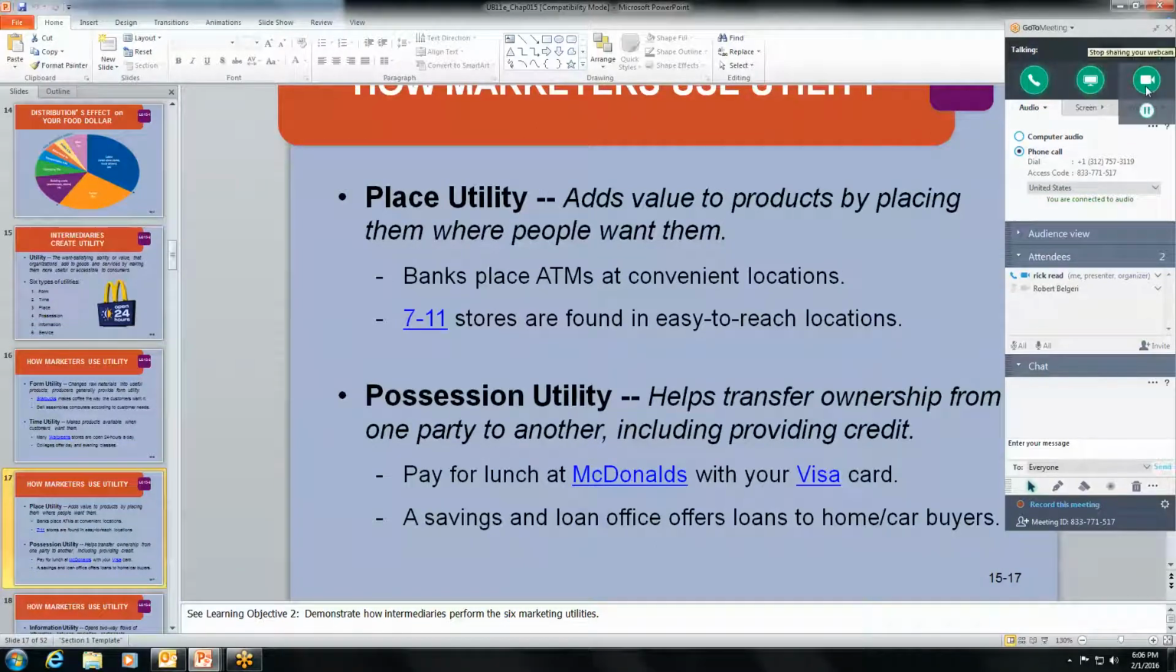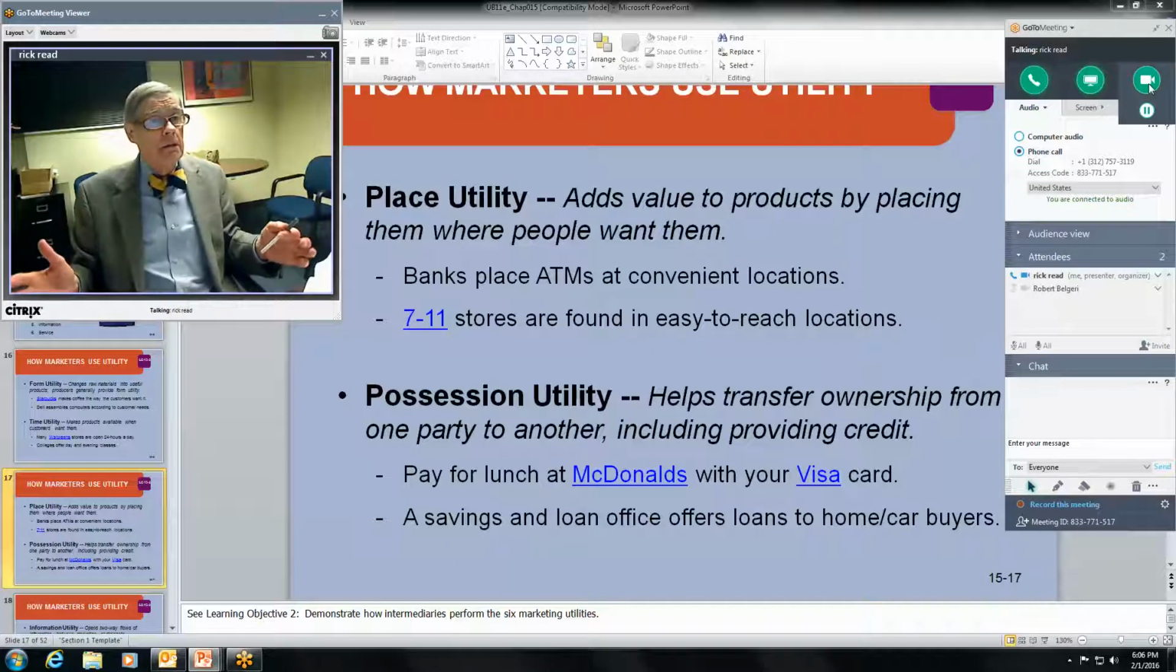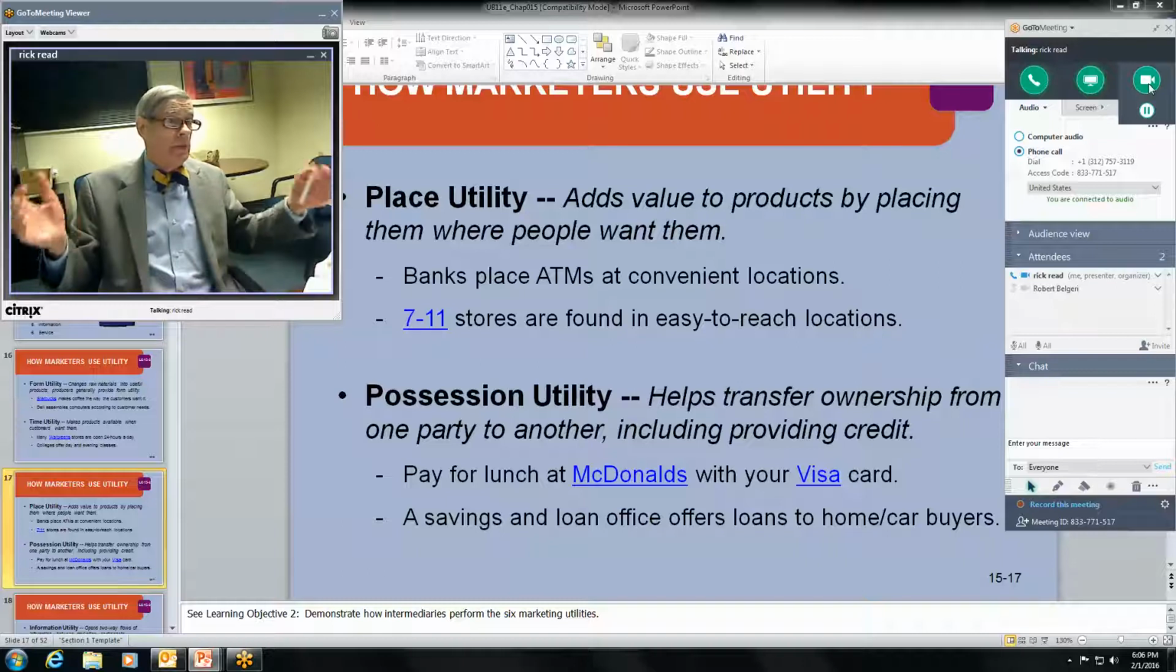Place utility and possession utility. Place utility just means it's where you want it when you need it. And possession utility, notice, is transferring ownership from one party to another, and in some cases providing credit.